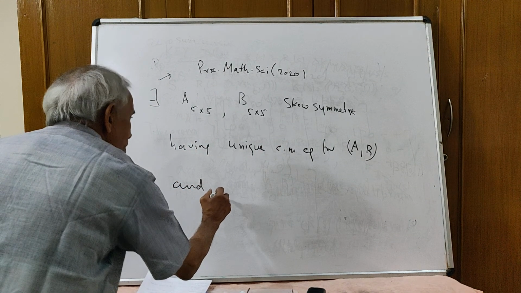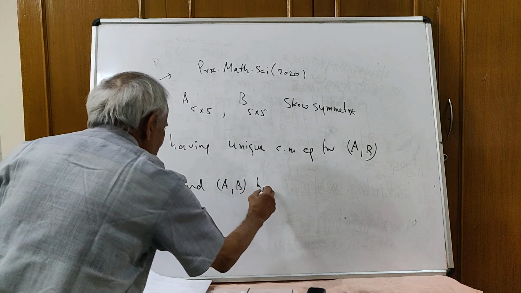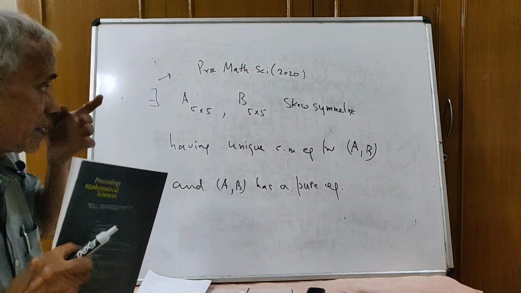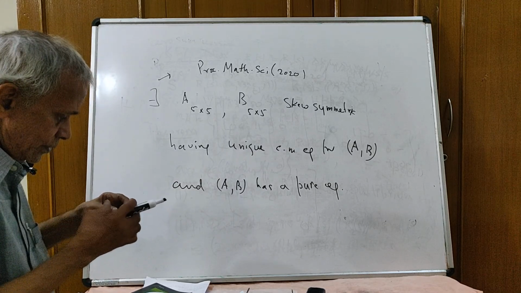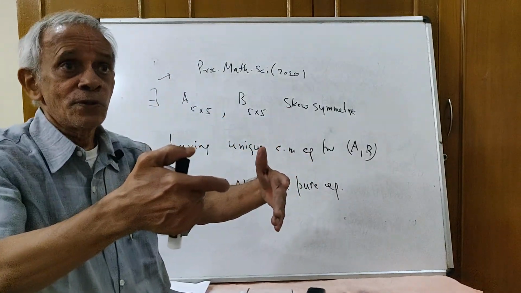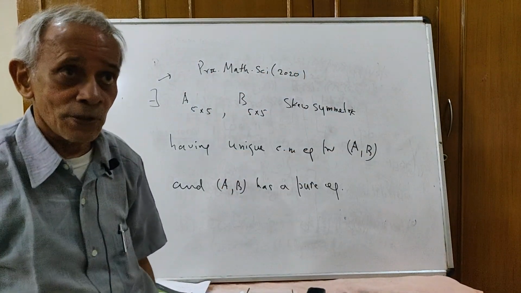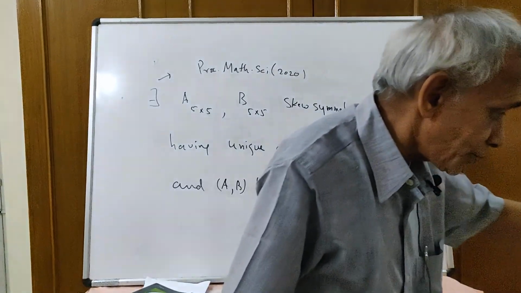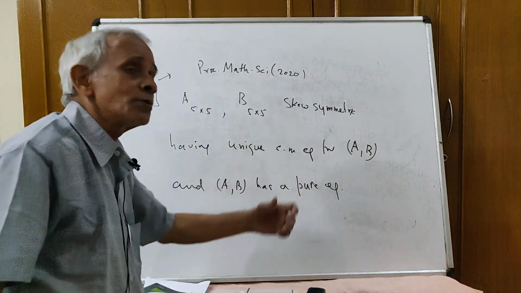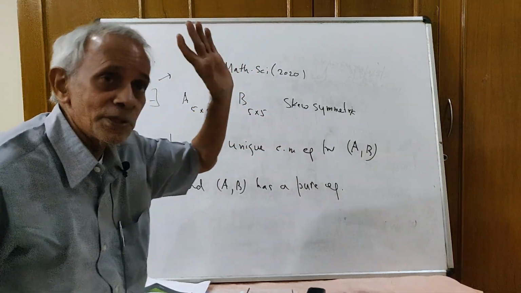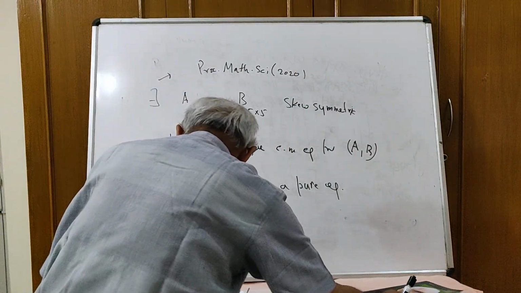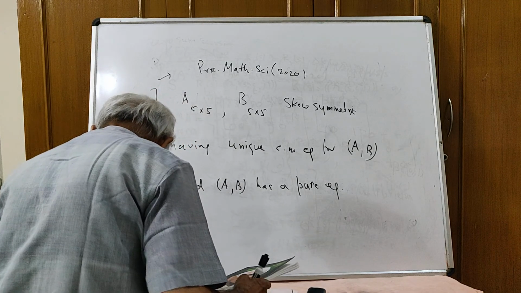The example is a 5x5 case. See, I can refer to this game. There exist A 5x5 as well as B 5x5 skew symmetric matrices having a unique completely mixed equilibrium for the bimatrix game A comma B, because this example is given in our paper.